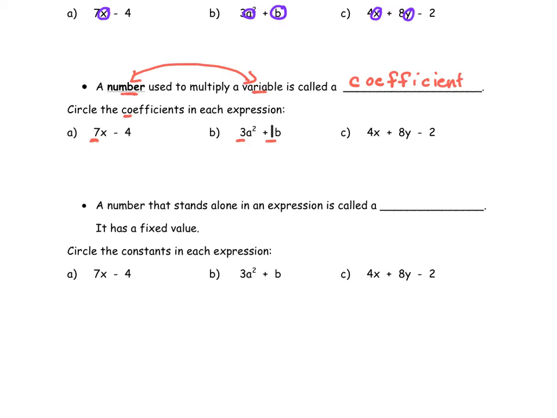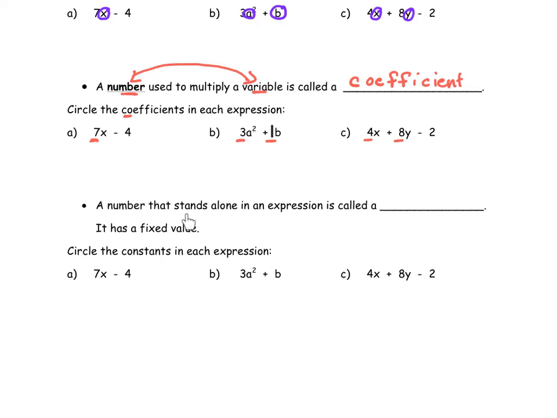Look at example C, and please tell me if you can find a coefficient or more than one coefficient. If you said 4 is a coefficient, you're correct. If you said 8 is a coefficient, you're correct. But unfortunately, 2 does not get to be a coefficient because there's no variable here. So it is just 4 and 8. Let's go to our next definition.